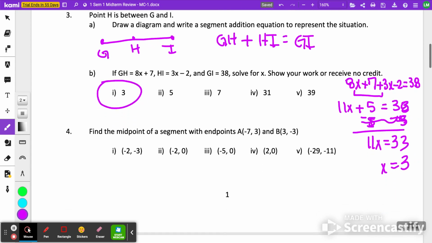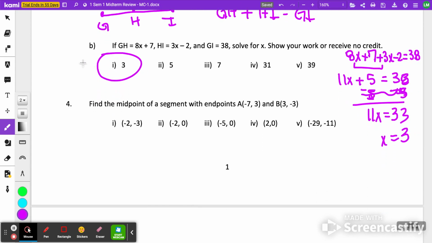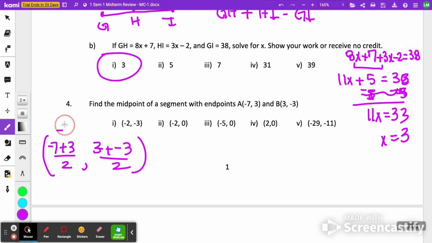Finding the midpoint of a segment with endpoints of -7, 3 and 3, -3. Remember, this is where you take your x's, divide them by 2, and your y's, divide them by 2. So I'm going to have -7 plus 3 divided by 2, 3 plus -3 divided by 2. -7 plus 3 is -4 divided by 2 is -2. And then 3 plus -3 is 0. 0 divided by 2 is 0. So my midpoint should be -2, 0.